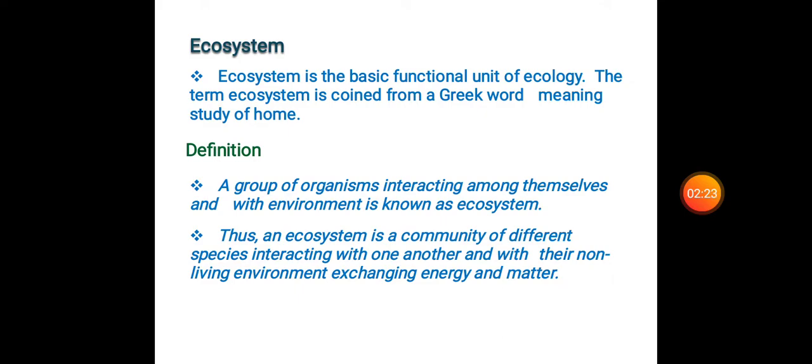So the correct definition for the ecosystem is the interaction between the biotic and abiotic components, or a group of organisms interacting among themselves and with the environment, is known as an ecosystem. So the ecosystem is a community of different species interacting with one another and with the non-living environment, exchanging energy and matter. So the ecosystem means the interaction or interrelationship between the biotic and the abiotic factors in the environment. Okay.